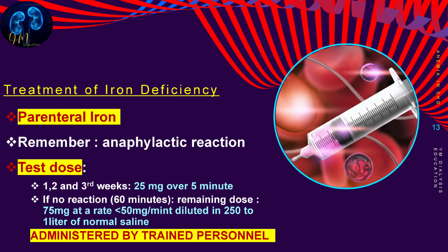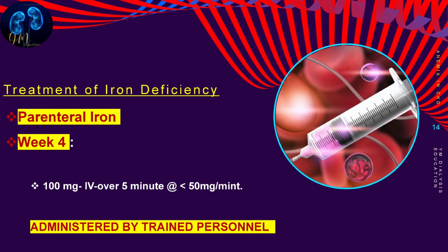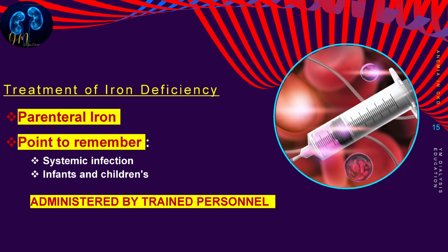Parenteral iron should always be administered by a trained person who can provide resuscitative measures and treat adverse reactions. During the 4th week, a dose of 100 mg given intravenously over 5 minutes, at less than 50 mg per minute, can be initiated. This can be repeated until the prescribed dose and lab values are reached. Patients with systemic infections should avoid receiving parenteral iron. Always see the specific dosing recommended by the manufacturer for infants and children.